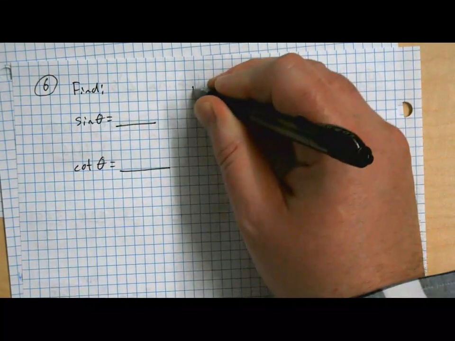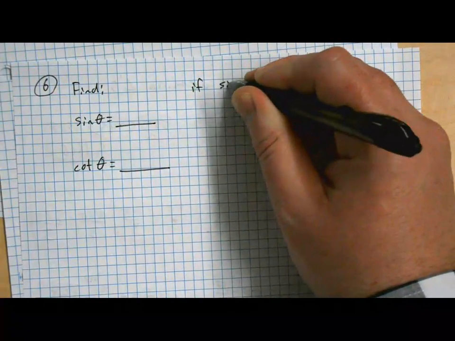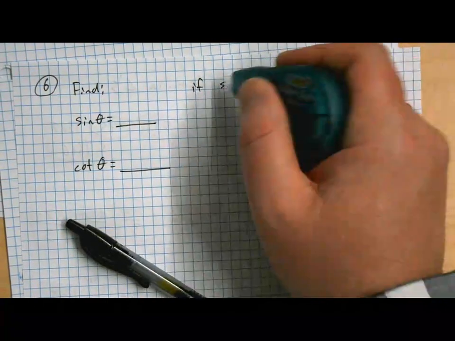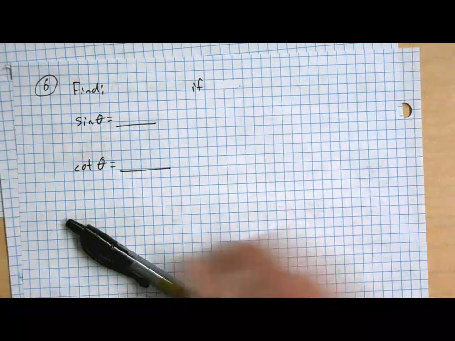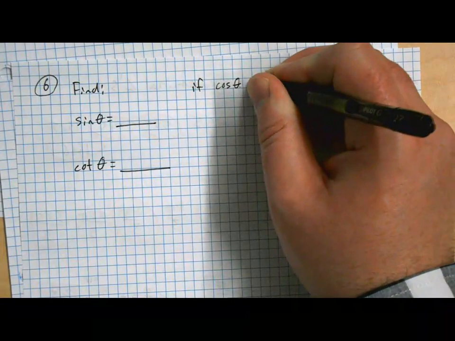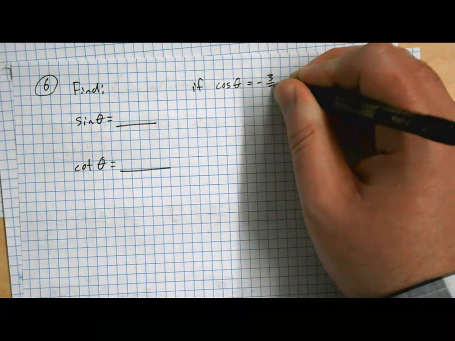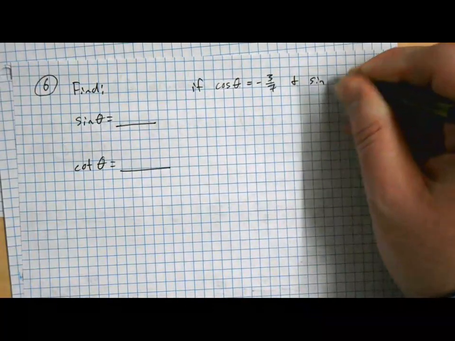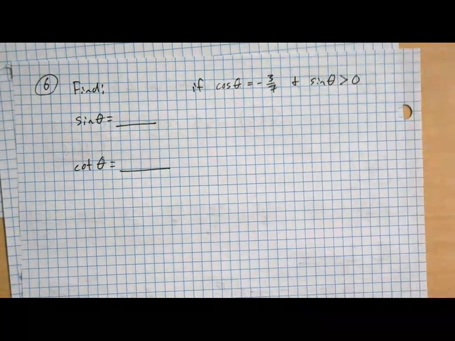If cosine theta is negative 3 over 7 and sine theta is greater than 0.